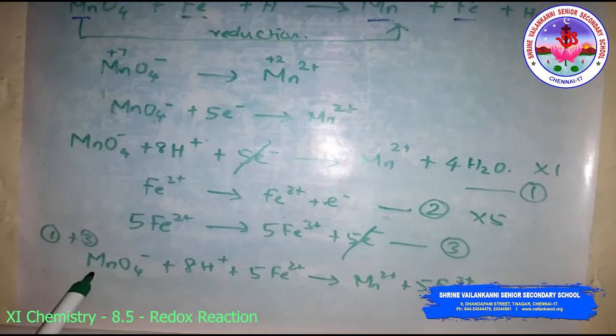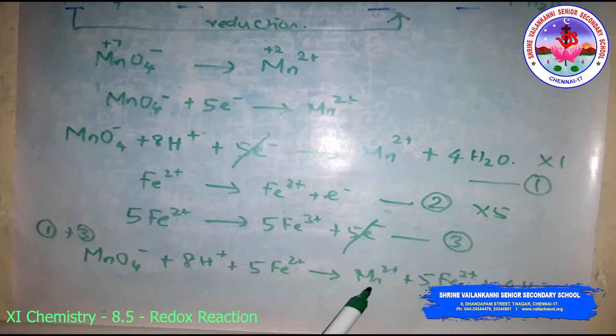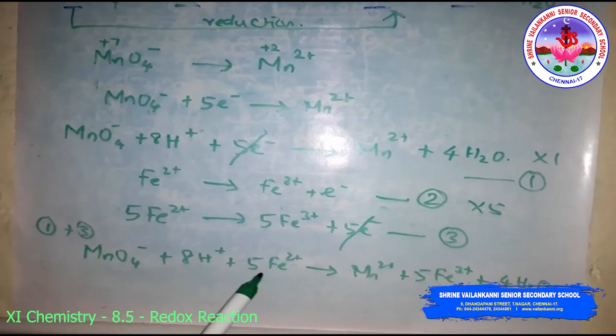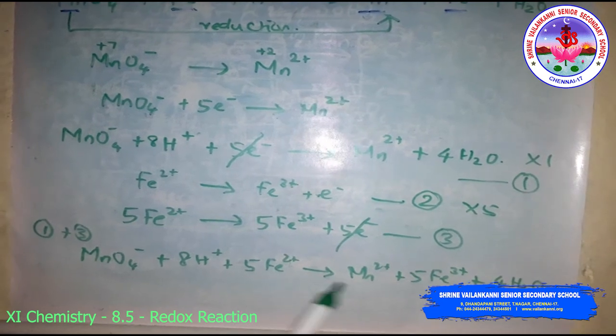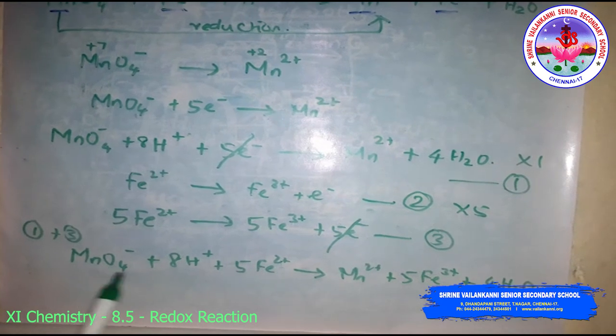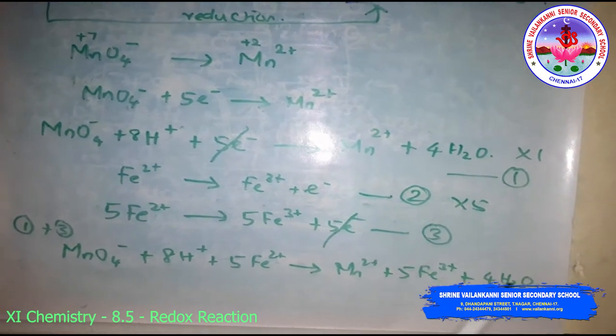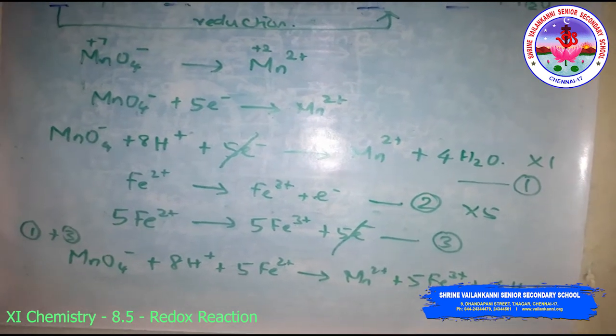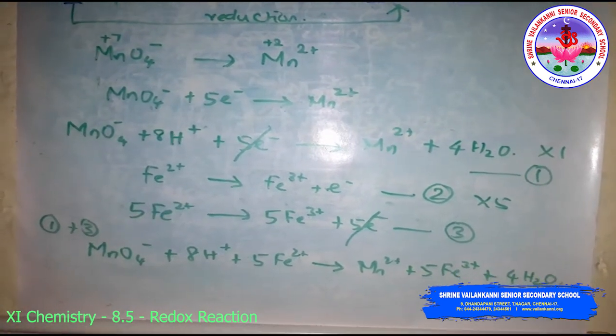Check. Manganese is 1 on the left hand side and 1 on the right hand side also. Iron, 5 Fe on the left hand side and 5 Fe on the right hand side also. Then oxygen 4, here also 4 oxygen. Hydrogen 8, here also 8 hydrogen. So the equation is balanced.